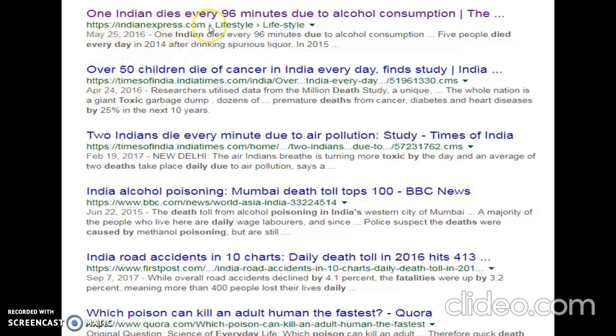One Indian dies every 96 minutes due to alcohol consumption. Over 50 children die of cancer in India every day. Two Indians die every minute due to air pollution. Then, other than that, alcohol poisoning is almost in the top 100 in the death rate. Other miscellaneous reasons include traffic accidents. So poisoning is a major reason for death.